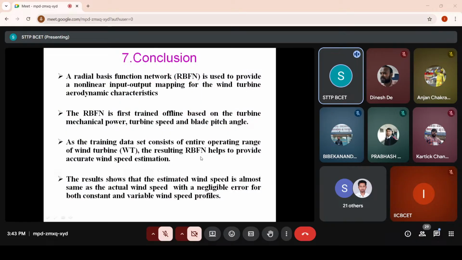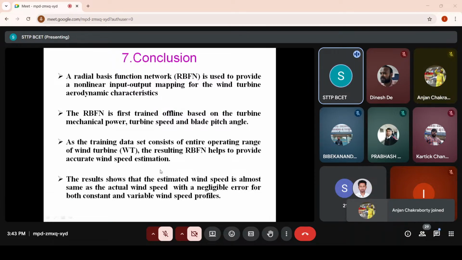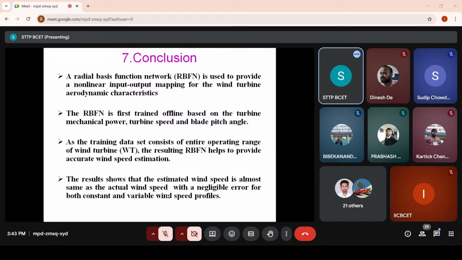Though we have a little bit of error, still the wind speed which we are estimating is almost the same as the actual wind speed. About the results which we discussed in the results and discussion section, we found that the estimated wind speed is almost the same as the actual wind speed with negligible error. We checked for the constant wind speed as well as the variable wind speed profile. In both cases, we found that between the actual and the estimated, a little bit of error is there. So now, what are the references?